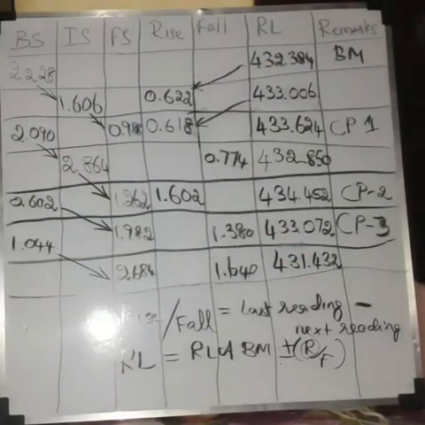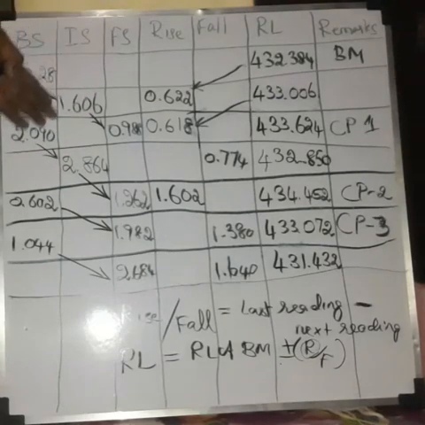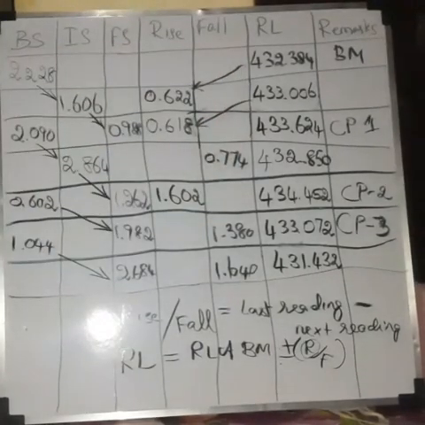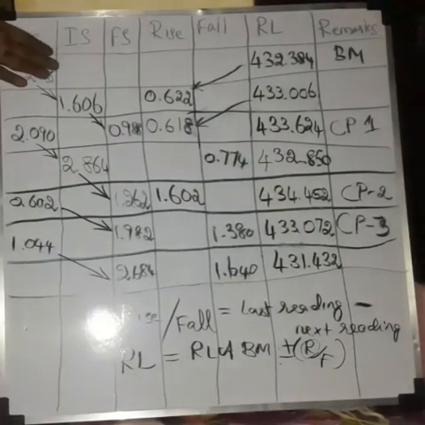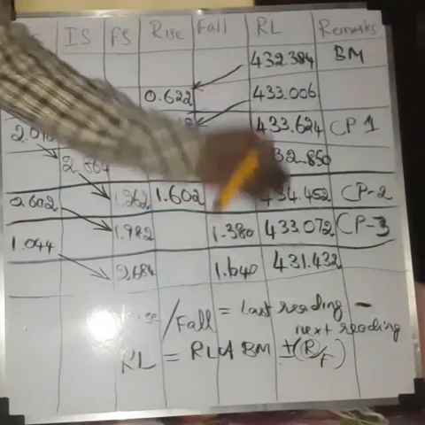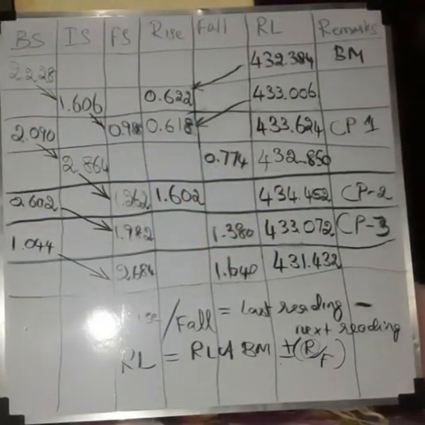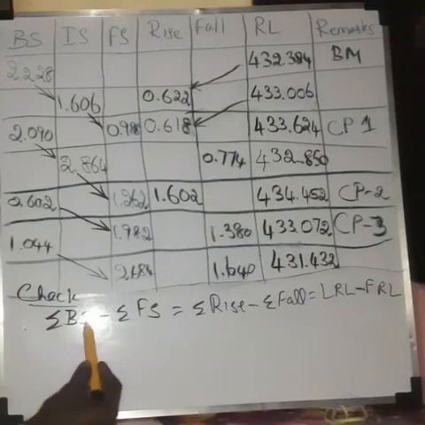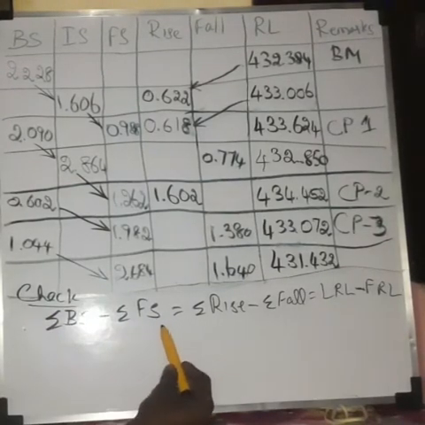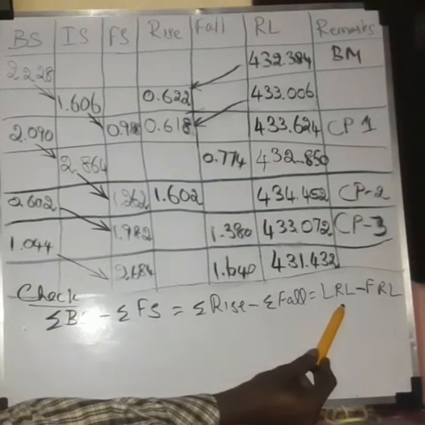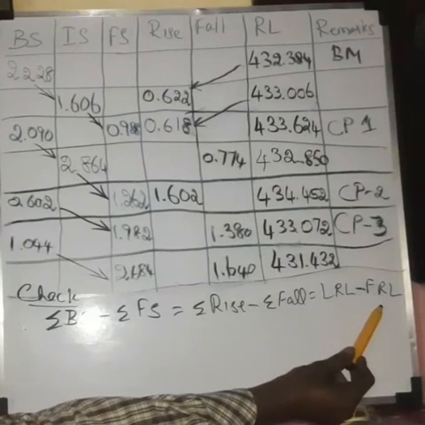So how do we check whether the determined values are right or wrong? Here the arithmetic check is used to find whether these RLs are right or wrong. Okay. For the rise and fall method, the arithmetic check is: sum of backsight minus sum of foresight equals sum of rise minus sum of fall equals last RL minus first RL.